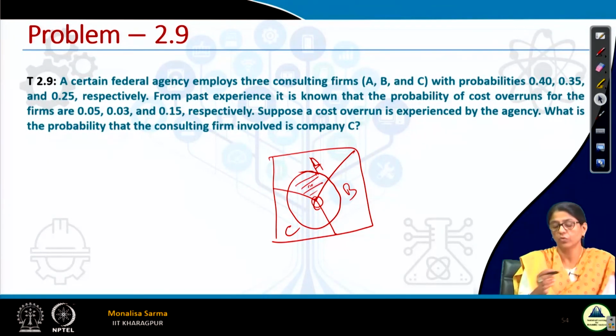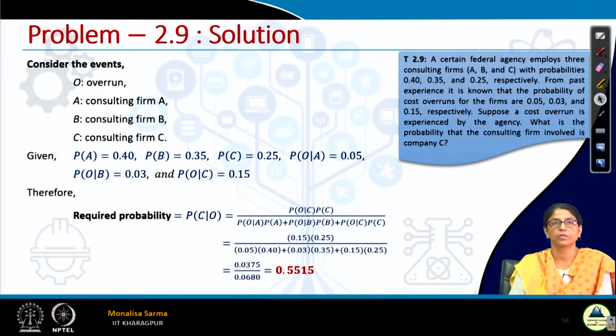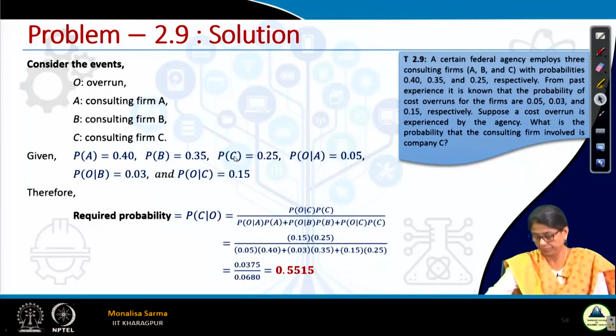Now we know the things. Now what is the probability that a consulting firm involved with company C? Just same as previous question. Say this information is given. So required probability is this. Denominator is the total probability. First calculate the total probability, that is the probability of O. Now given O, what is the probability that the cost overrun has happened because of the company C? Okay, that's all.